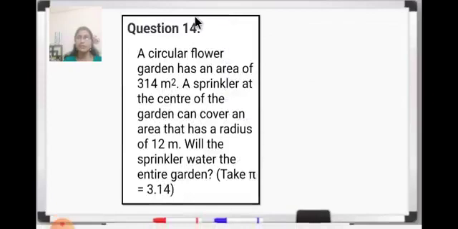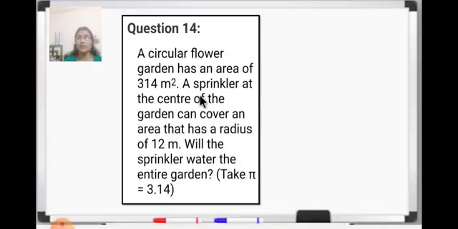Now children, question number 14 you see in your textbook. A circular flower garden has an area of 314 meters square. A sprinkler at the center of the garden can cover an area that has a radius of 12 meters. Will the sprinkler water the entire garden? Take pi is equal to 3.14. So here we have to take the value of pi as 3.14.